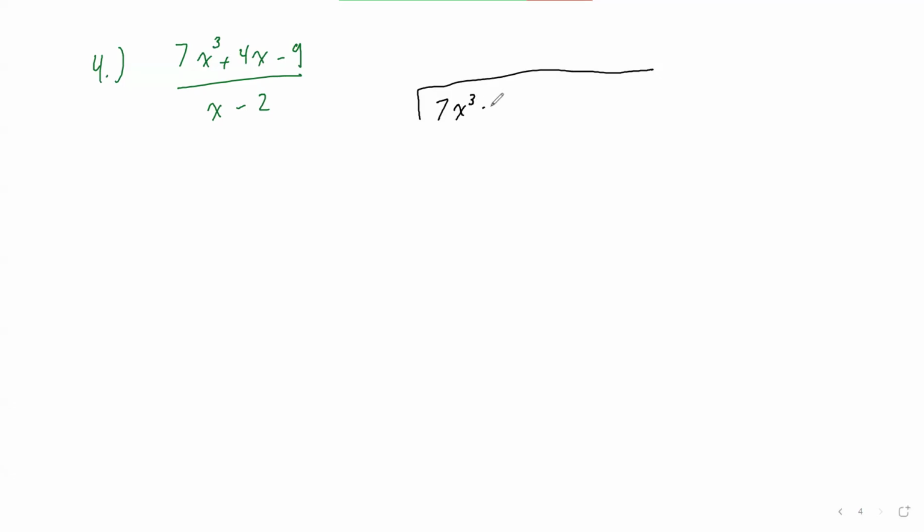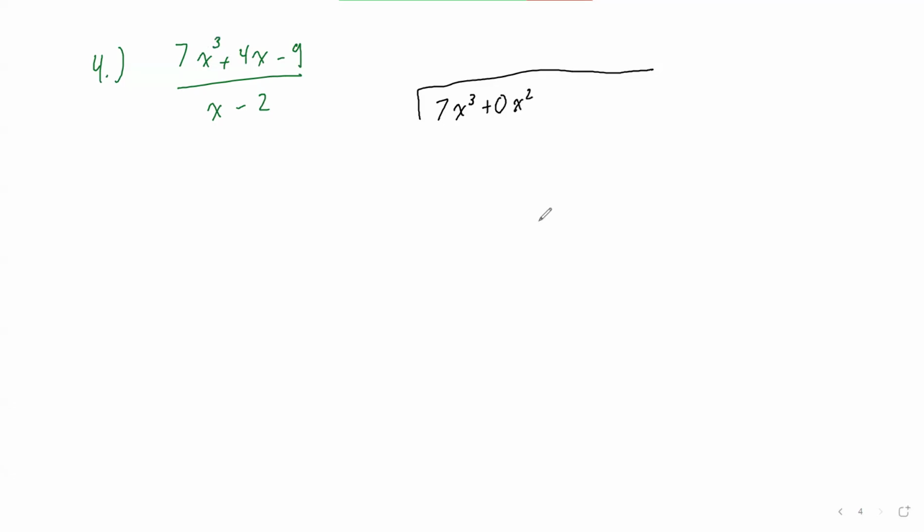All right, let's do one more to make sure you have plenty of examples to help you out on your homework. So on number 4 here, we have 7x cubed plus 4x minus 9 divided by x minus 2. Now, one thing I need you to note on this one that's slightly different than the rest, it's missing a square term. So when you write this out, 7x cubed, you must add in that missing term. So the way we do that is we just add 0x squared.